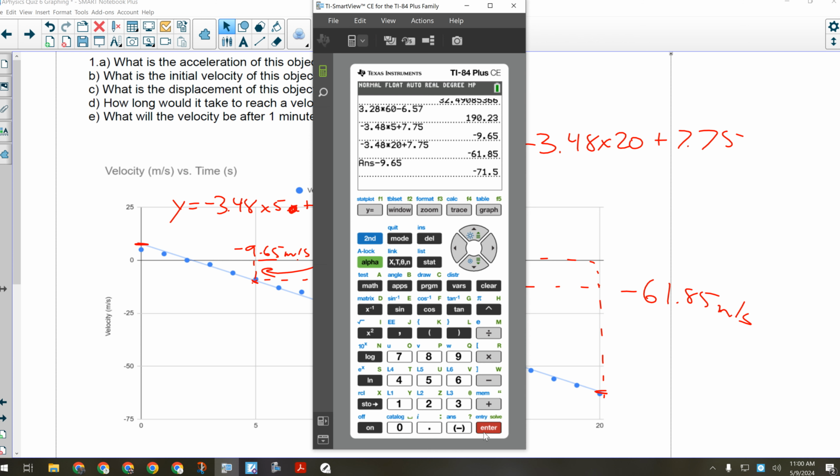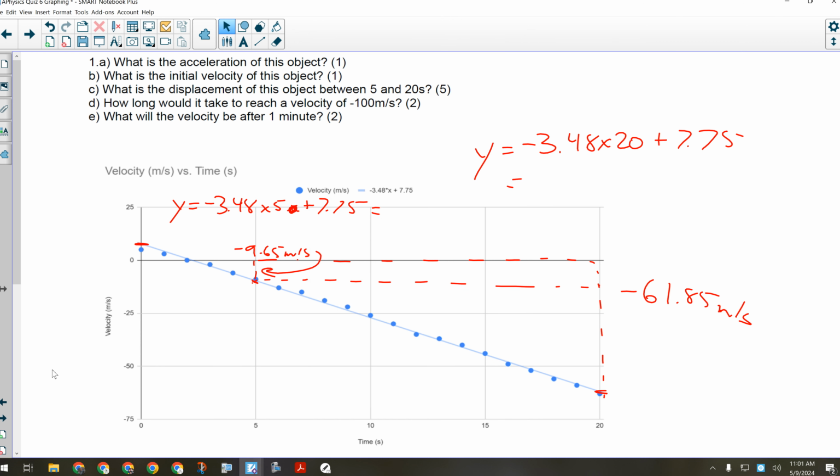Whoops, I still did that wrong. It should have been plus because it was a negative number. 61.85 minus 9.65. Okay, 52.2 is the height of my triangle, in meters per second. All right, do I now have what I need to calculate the area of the box and triangle?